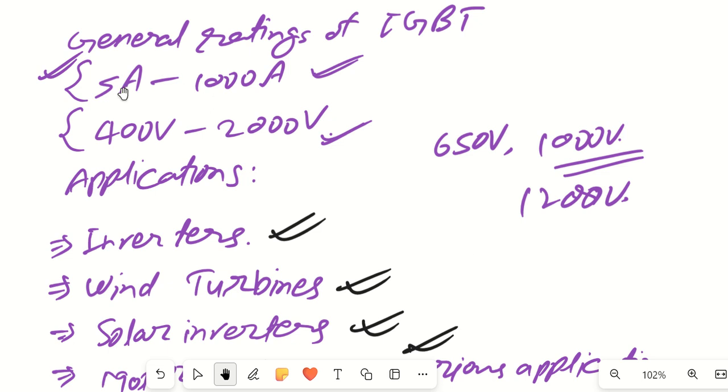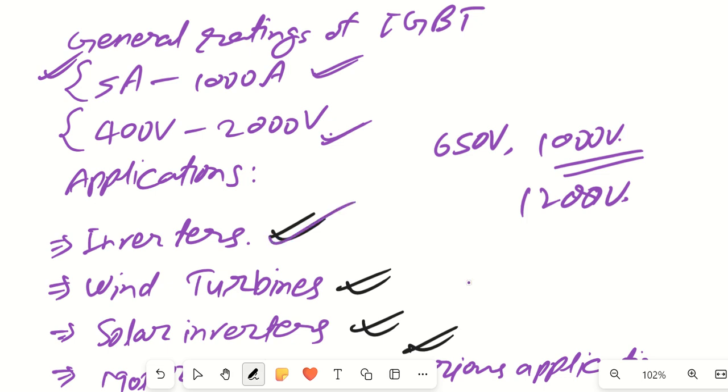Similar to that, we might require current ratings as well, like a 30 amperes current rating or maybe 80 amperes or something like that. You can go as high as around 1000 amperes for general applications. We will also discuss a little bit higher end applications like railways, metros and all, but we'll see general applications right now. Now let us talk about the different applications that are available.